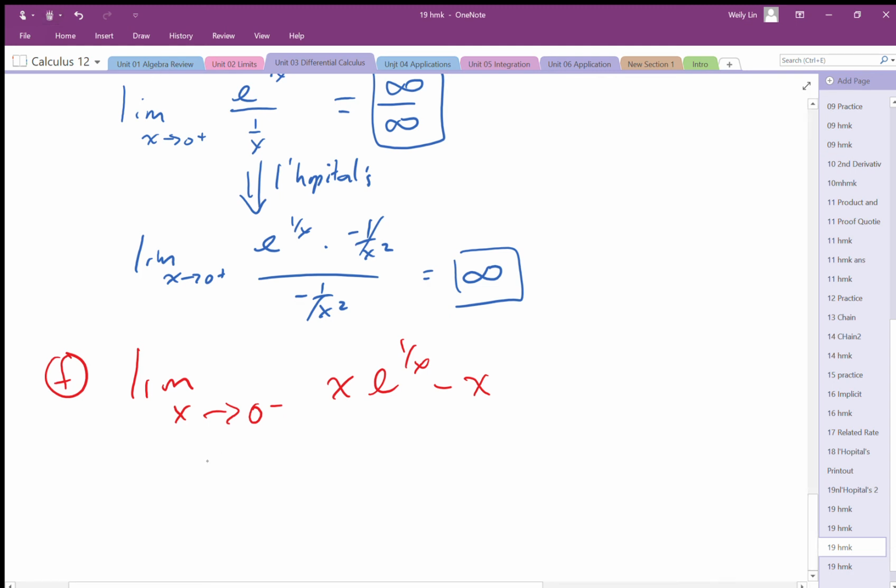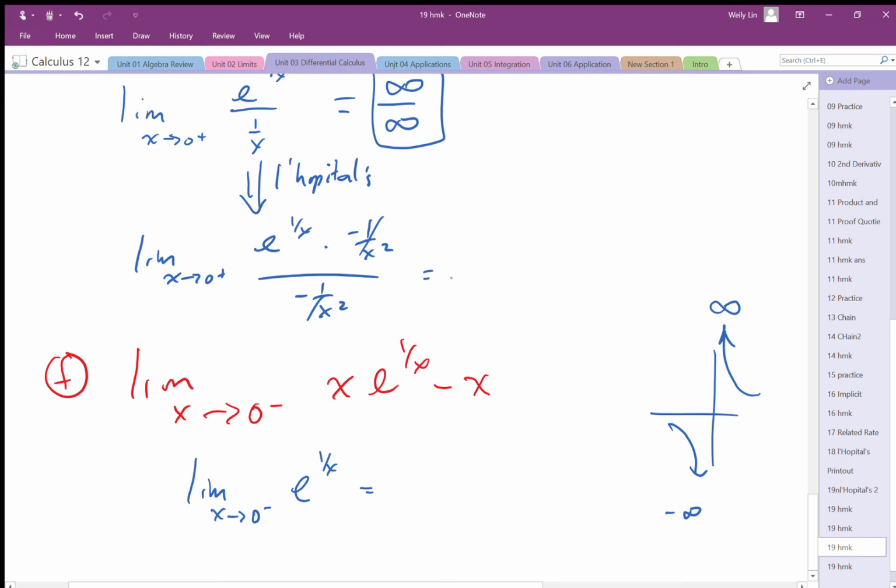It's the same analysis, except we end up with the limit as x goes to 0 from the negative side of e to the 1 over x. The limit as x goes to 0 from the negative side is going down to negative infinity. From the positive side, it goes up to positive infinity; from the negative side, it goes down to negative infinity. So here, this was e to the positive infinity, which gave us infinity. Here we're going to end up with e to the negative infinity, which is equal to 0. Okay, that's the difference between E and F.